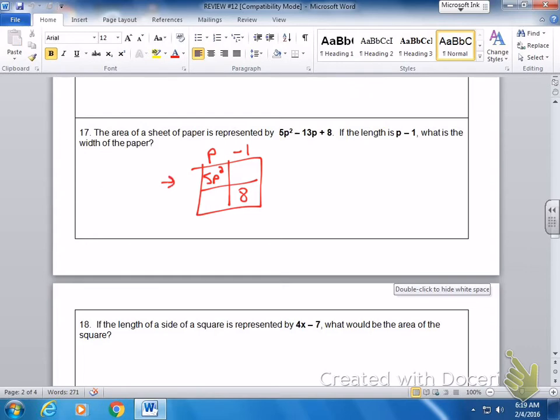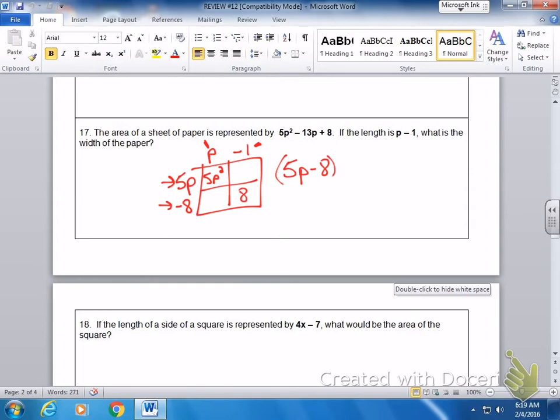Now what I'm trying to find is two multiples, or two terms that I can multiply by my length to get my area. So I need to think what times p would give me 5p squared. Well, 5 would have to change the 1 to 5, and what times p is p squared is p. Now I go to the negative 1. What times negative 1 would make it positive 8? Well, to make it positive, it would have to be a negative, and 8 times 1 would give me the 8. So my answer is 5p minus 8.